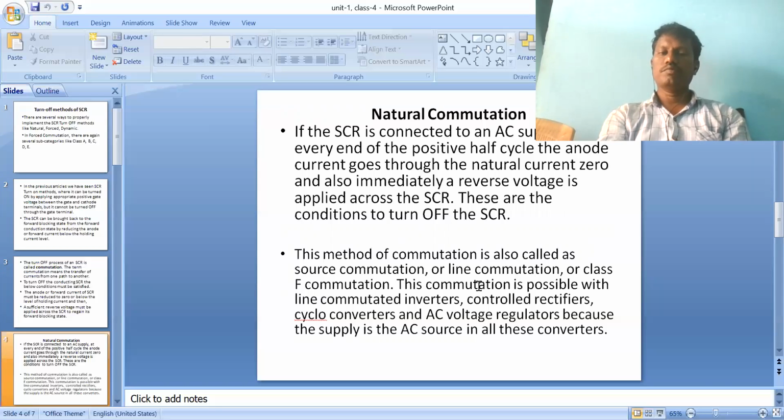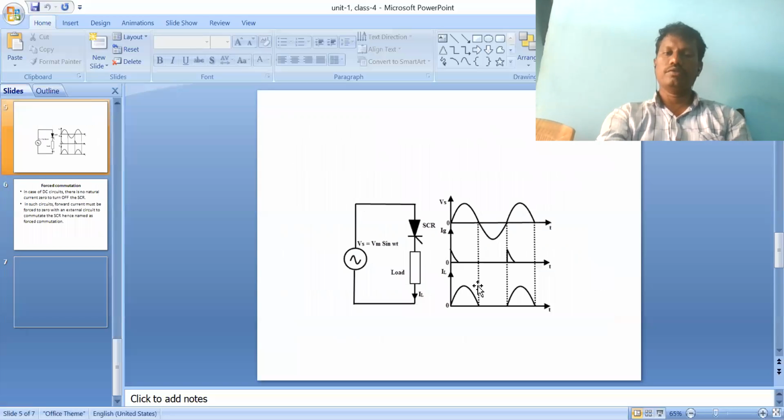This commutation is possible in line commutated inverters, controlled rectifiers, cycloconverters and AC voltage regulators, because the supply is an AC source in all these converters. If we take all these converters, the input supply is AC, so it is called natural commutation. There is no other requirement to turn off the SCR.